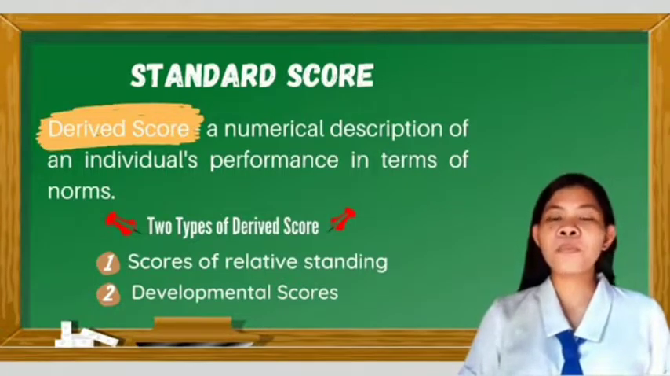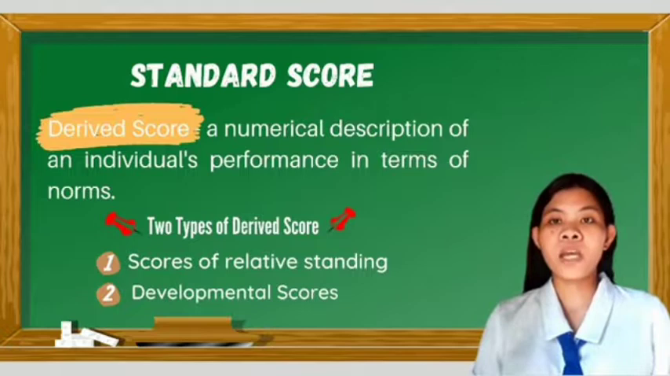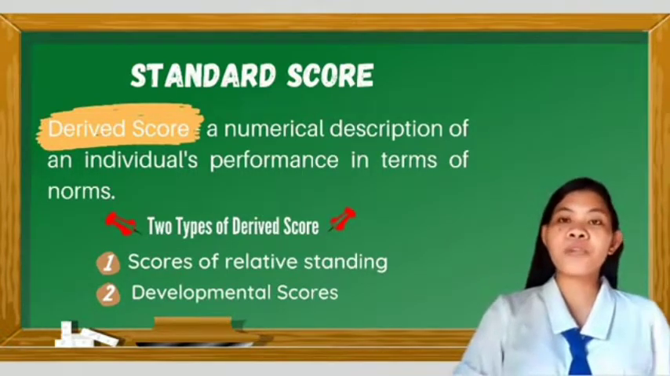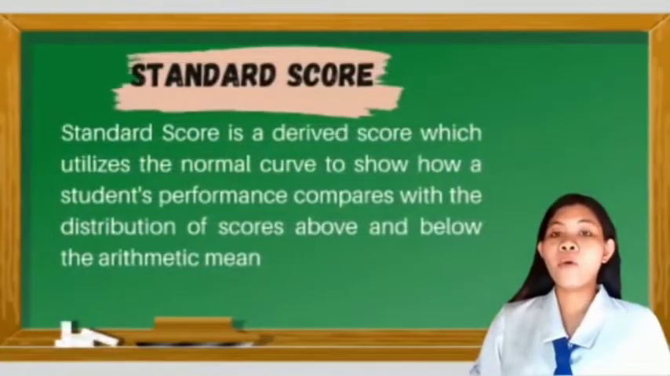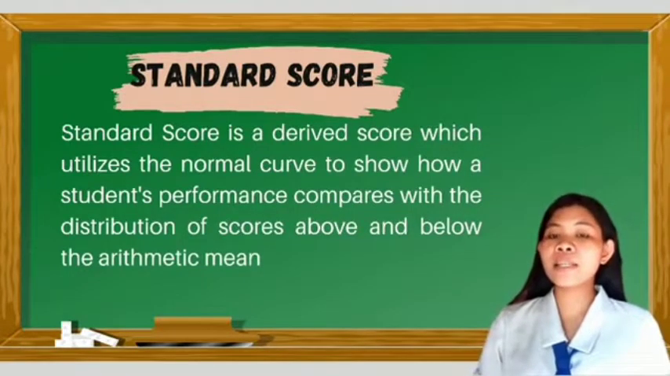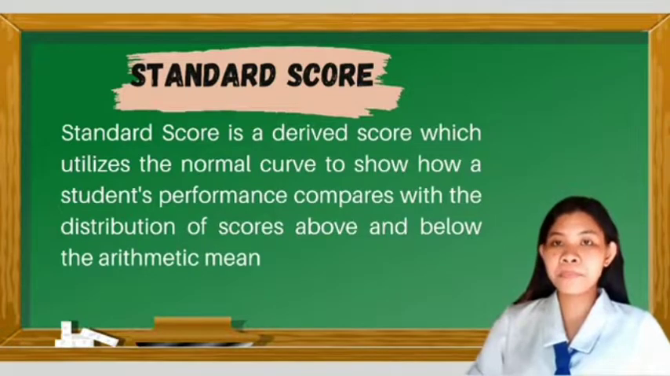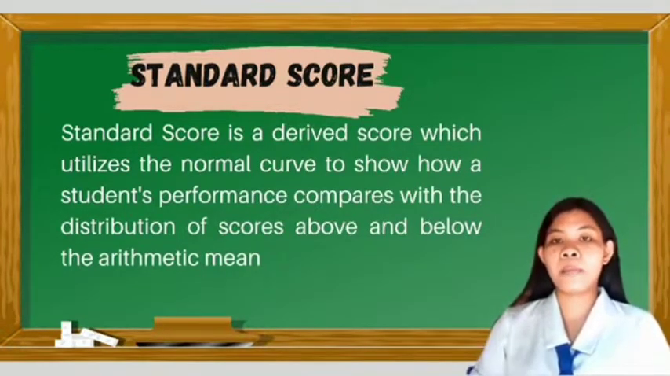A derived score is a numerical description of an individual's performance in terms of norms. So there are two types of derived scores. The first one is the scores of relative standing, and the second one is the developmental scores. Now, a standard score is a derived score which utilizes the normal curve to show how a student's performance compares with the distribution of scores above and below the arithmetic mean.